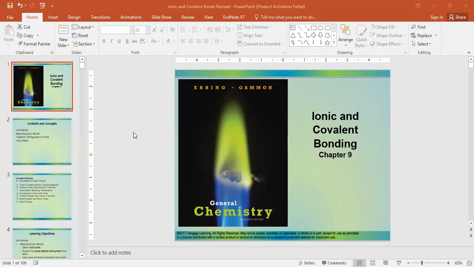Today we are going to look at chemical bonding, and we are going to confine ourselves to covalent bonding and ionic bonding.